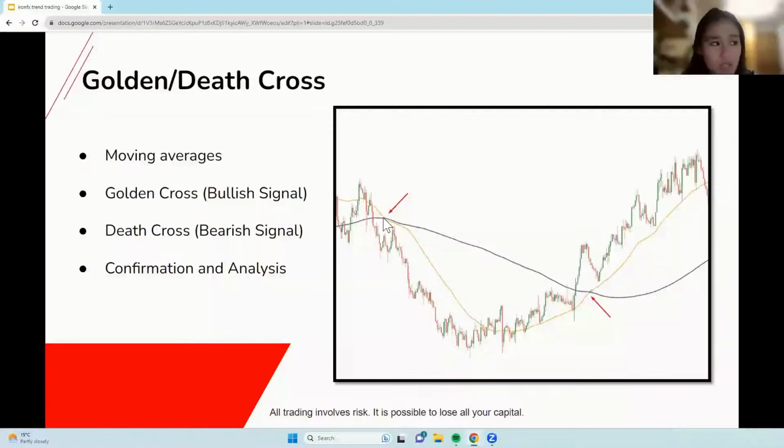Okay, the death cross will be over here, when the shorter term moving average crosses below the longer term moving average, then it indicates a potential bearish trend reversal. Okay, so over here we have the golden cross, and here we have the death cross.